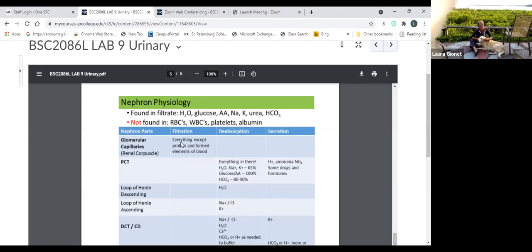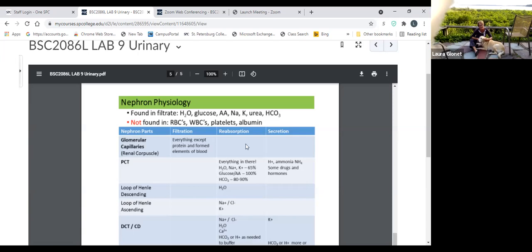Okay, so filtration occurs once and once only, right at the beginning of this process. And that's there within the renal corpuscle at those glomerular capillaries. So right there, as the molecules are under hydrostatic pressure, anything that can fit through the capillary walls will hit the Bowman's capsule and now start to enter the proximal convoluted tubule. So what should never be found at that point are your red blood cells, white blood cells, platelets, and albumin.